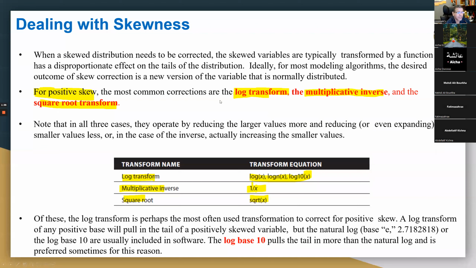So before you determine anything with the positive skewness detection methods, you will not just say I'm going to use log transformation, that's it. No, you gotta try them. You gotta try log transformation, then you do your analysis, then compare it to the multiplicative inverse method, then compare it to the square root, compare it to whatever method that you are going to use, because we don't know which method will give us the best results. Okay?